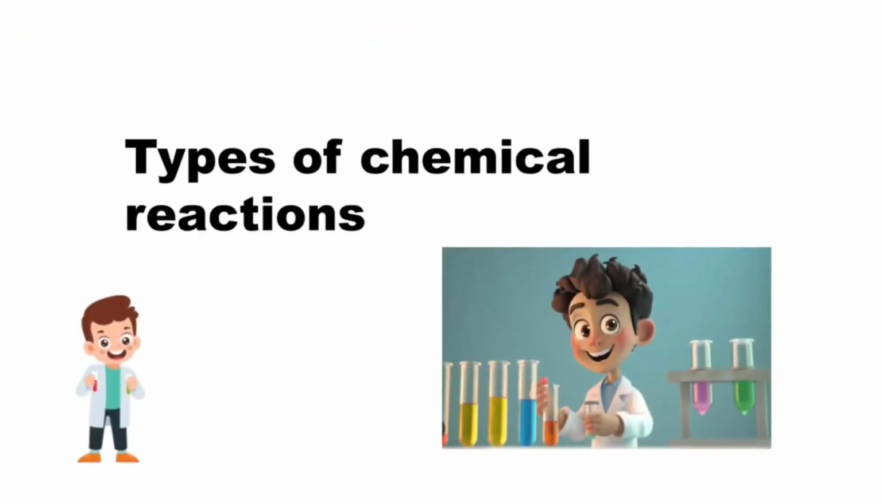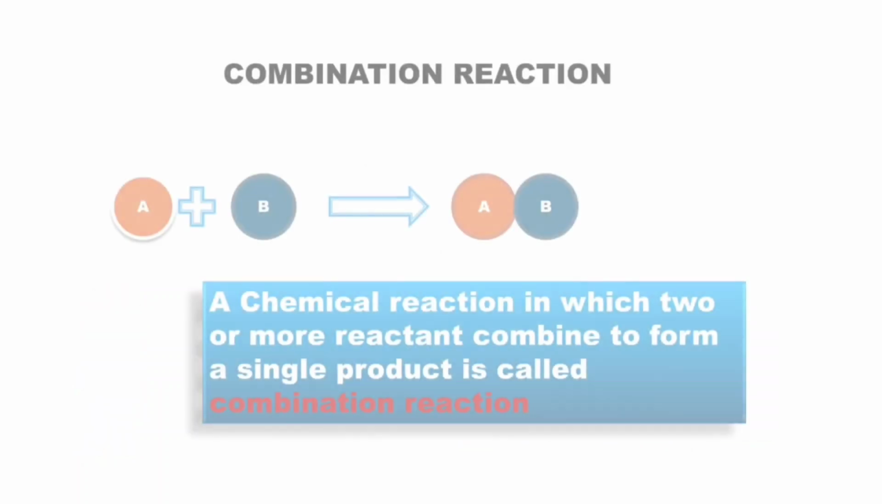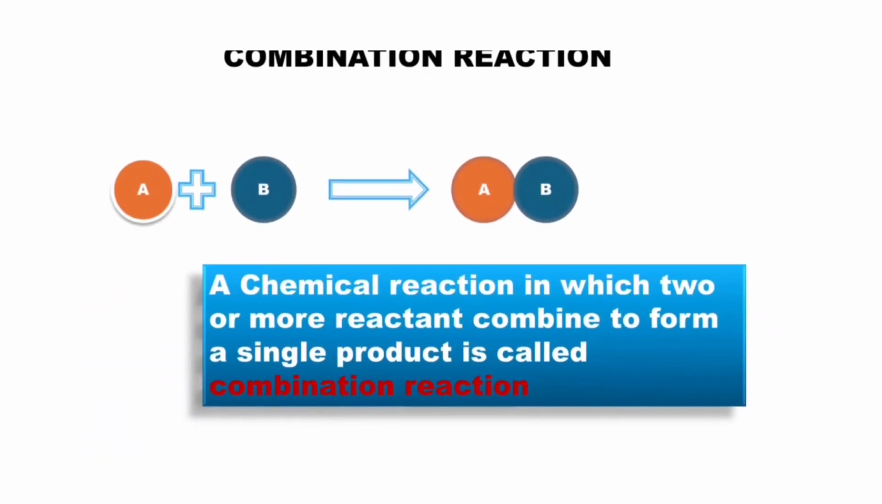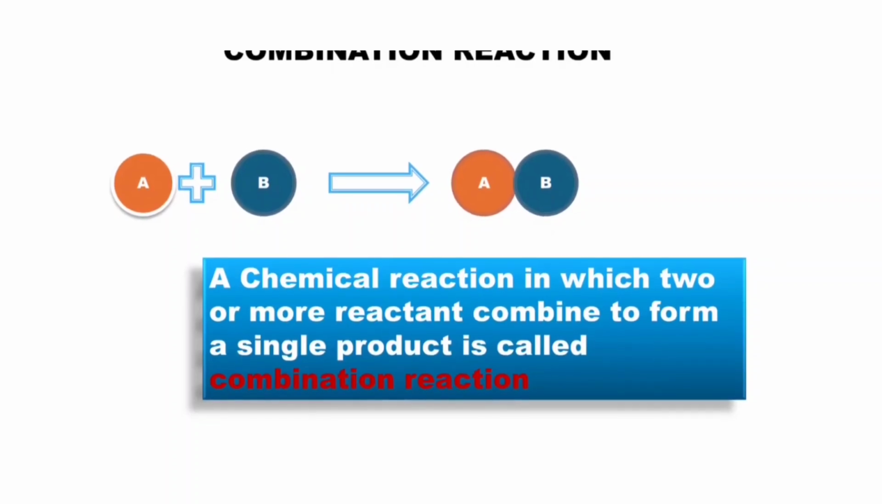Types of chemical reactions. Combination reaction. A chemical reaction in which 2 or more reactants combine to form a single product is called combination reaction.